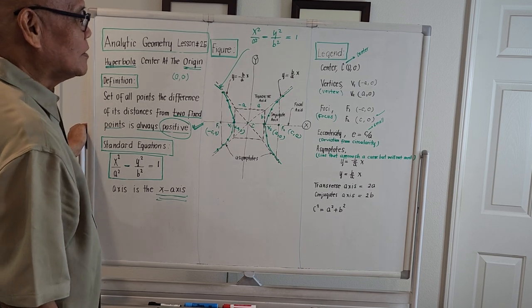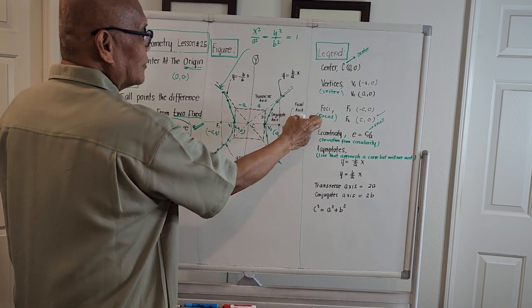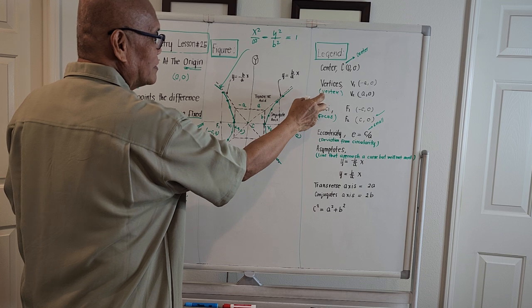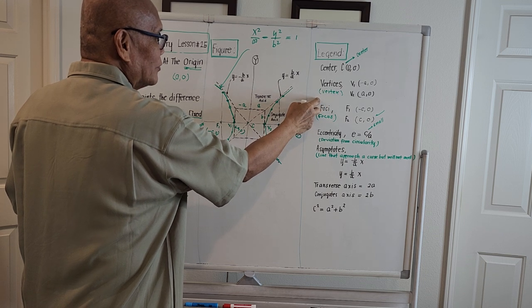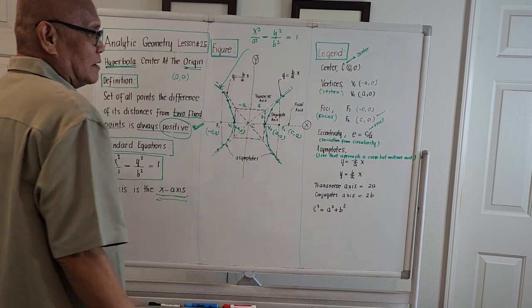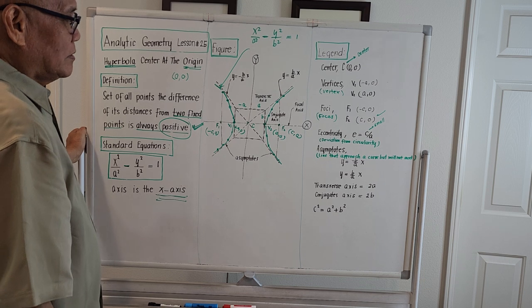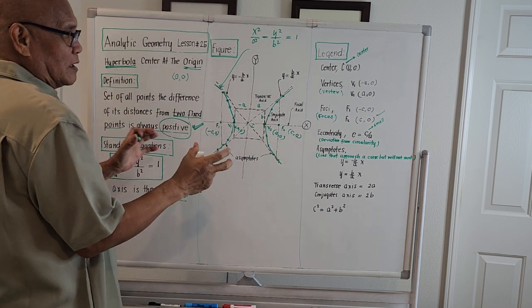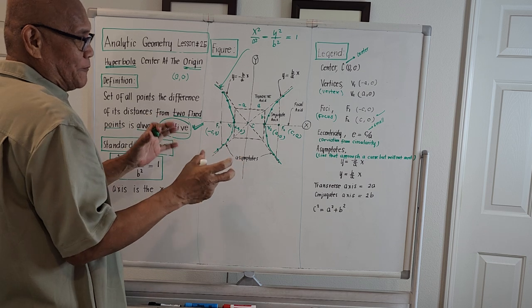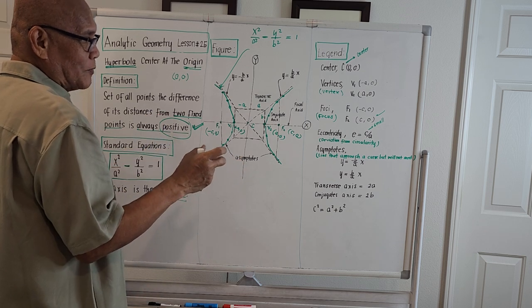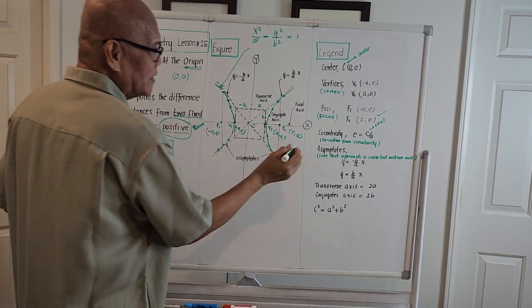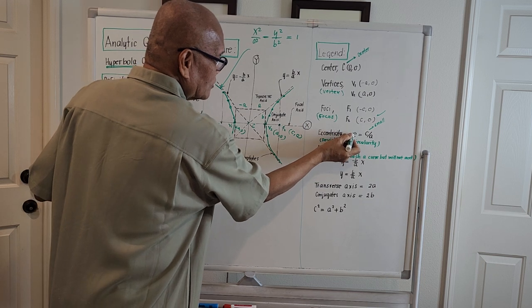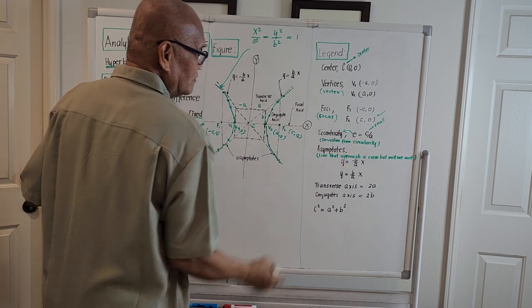What's next? We are done with the foci, the vertices, and the center. There is a new term here, eccentricity. Under the concept of hyperbola, if we try to compute for eccentricity, this e here refers to eccentricity.